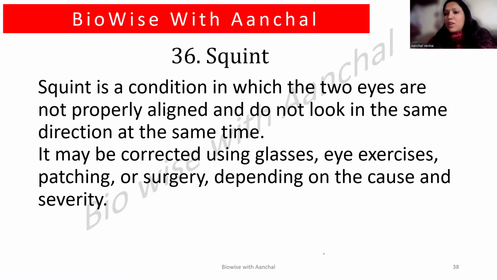Squint, looking London, talking Tokyo, right? The squint is a condition in which two eyes are not properly aligned. So one looks in one direction and at the same time the other one looks in the other direction. It may be corrected by using glasses, eye exercises, patching or surgery, depending upon the cause and severity.